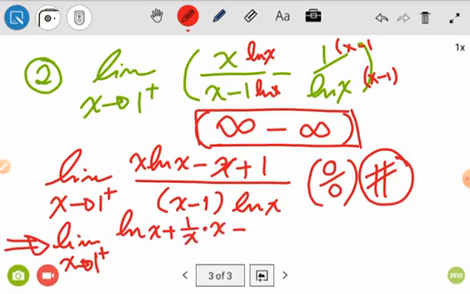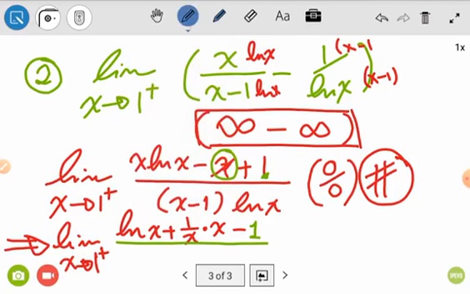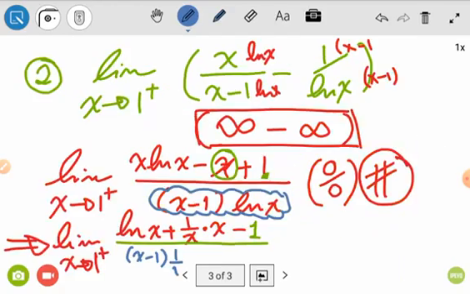Then the derivative of negative x plus 1 is negative 1 plus 0, all over the derivative of the denominator. What's the derivative of the denominator? The derivative of x minus 1 times ln x, the same thing, the product rule. The first, which is x minus 1, times the derivative of the second, 1 over x.